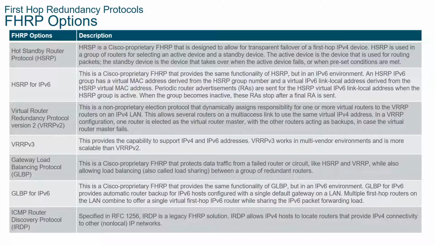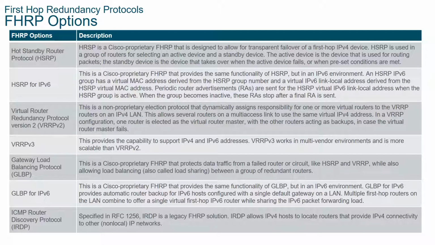HSRP for IPv6. This is also a Cisco proprietary FHRP that provides the same functionality of HSRP but in an IPv6 environment. An HSRP IPv6 group has a virtual MAC address derived from the HSRP group number and the virtual IPv6 link local address derived from the HSRP virtual MAC address. Periodic router advertisements are sent to the HSRP virtual IPv6 link local address when the HSRP group is active. When the group becomes inactive, these router advertisements stop after a final router advertisement is sent.